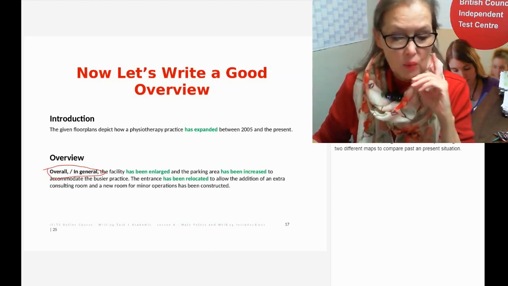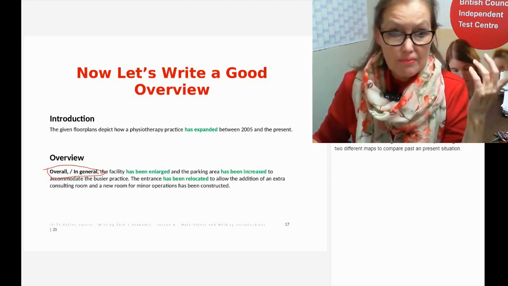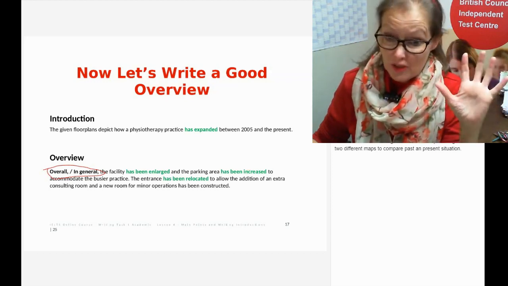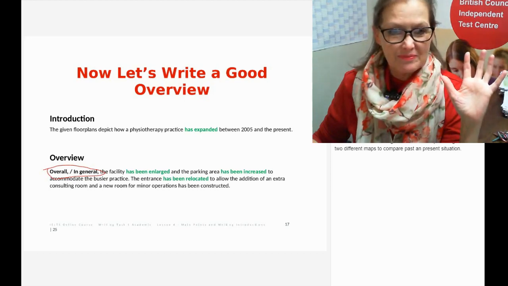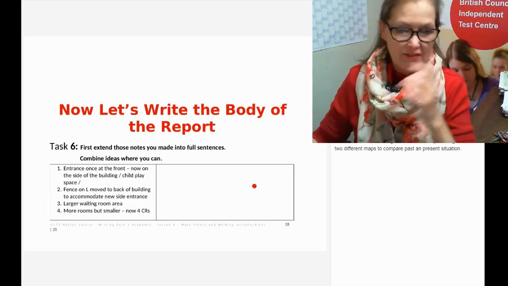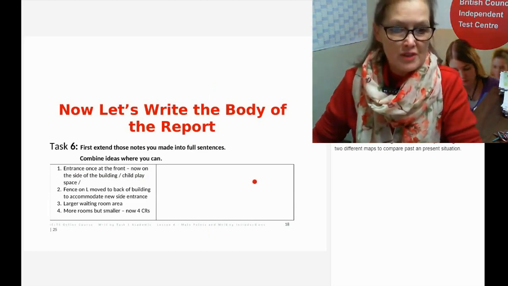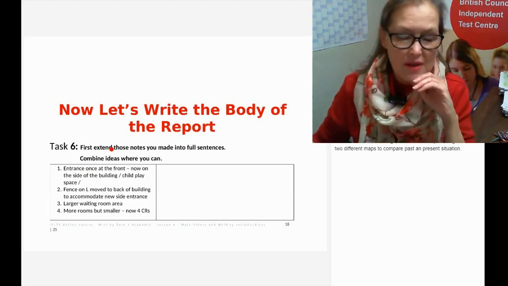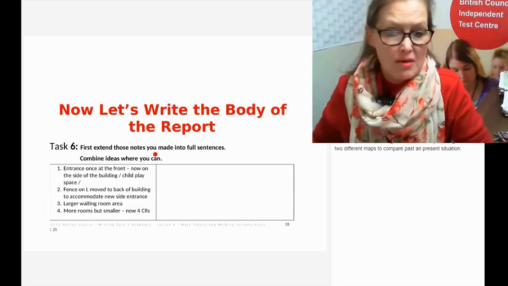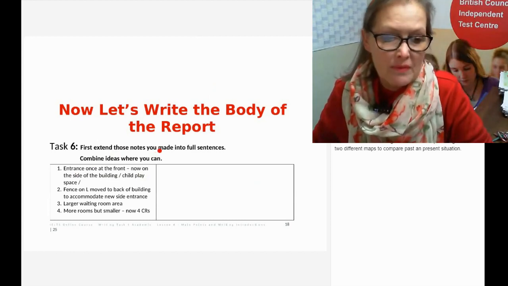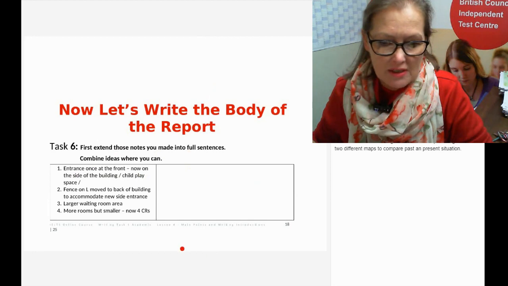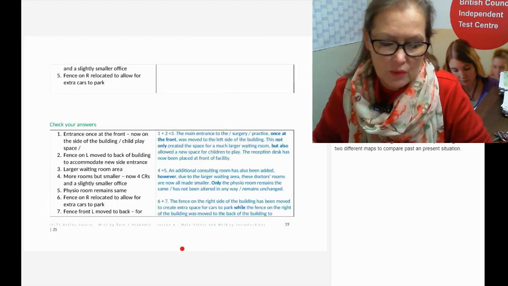And now we are going to write the body of our essay. So we're going to go back to those brief notes that we made earlier. So let's have a look. First, we extend those notes. This is an exercise. Of course, you're not going to do this, but this is an exercise for you. And let me see, I think that goes onto the other page. Yes, it does. How annoying.